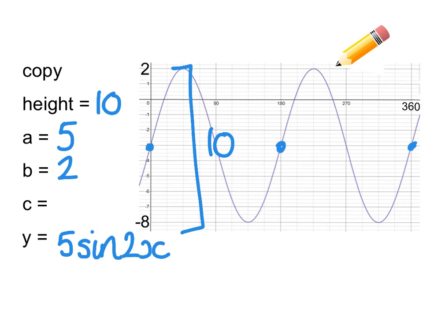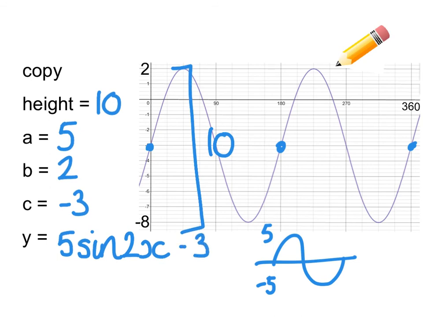And then C is the movement. So if we've said it was a 5 sine graph, it should go from 5 to minus 5. But ours goes from 2 to minus 8. So it should be at 5, but it's as high as the number 2. That means it's moved down 3. So C is negative 3.